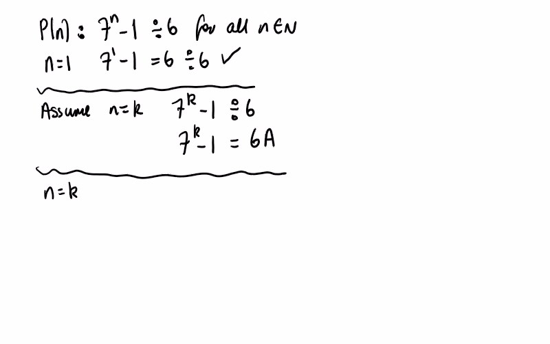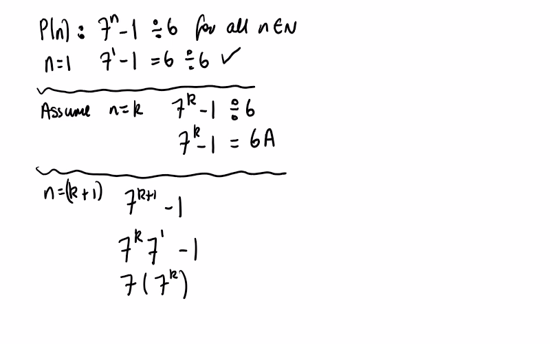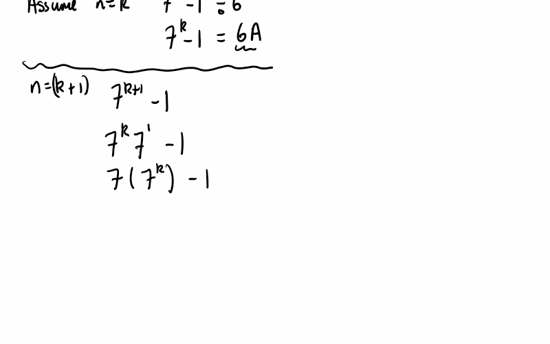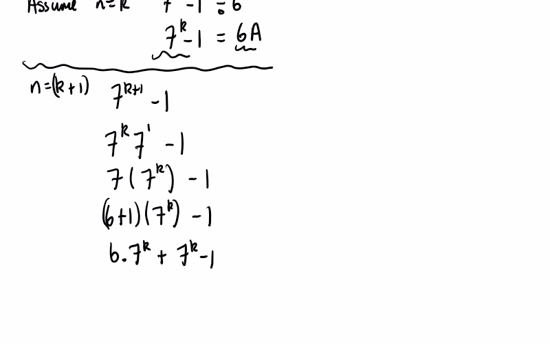So n is equal to k plus 1. We're going to get 7 to the power of k plus 1 minus 1, which is 7 to the power of k by 7 to the power of 1 minus 1, which is 7 by 7 to the power of k minus 1. Now, anytime it's divisible by 6 or whatever number, we're looking for a 6 somewhere. So this 7 can be turned into a 6 plus 1. And we'd multiply that by 7 to the power of k. The minus 1 is still there. So we have 6 times 7 to the power of k plus 1 times 7 to the power of k minus 1. And you can see now where the assumption is going to help.